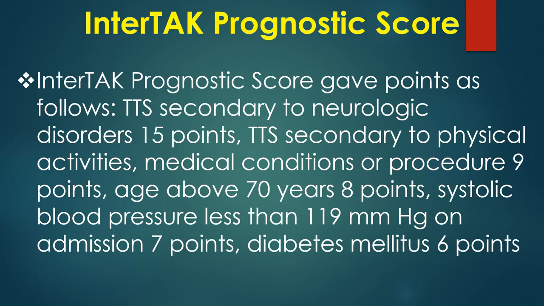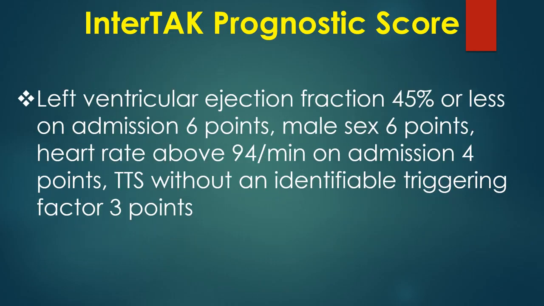TTS secondary to neurologic disorders 15 points, TTS secondary to physical activities, medical conditions or procedures 9 points, age above 70 years 8 points. Systolic blood pressure less than 119 millimeters of mercury on admission, 7 points. Diabetes mellitus, 6 points. Left ventricular ejection fraction 45% or less on admission, 6 points. Male sex, 6 points. Heart rate above 94 per minute on admission, 4 points. TTS without an identifiable triggering factor, 3 points.